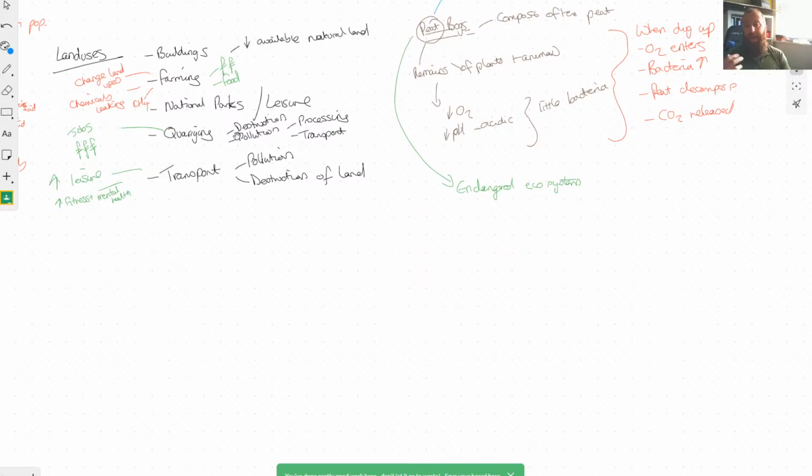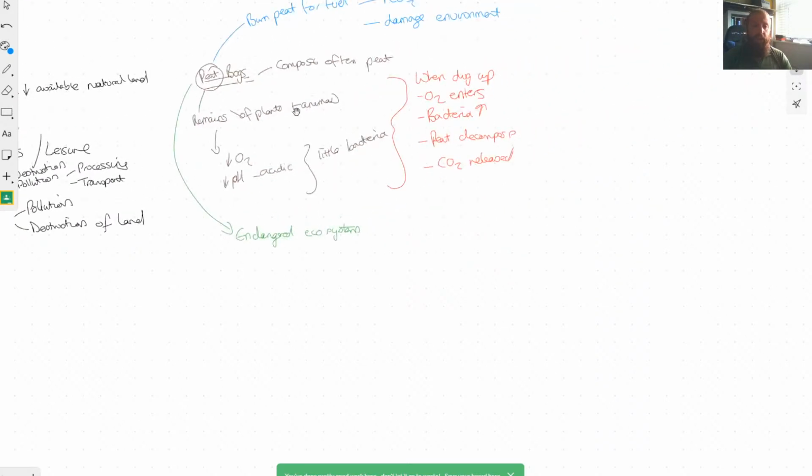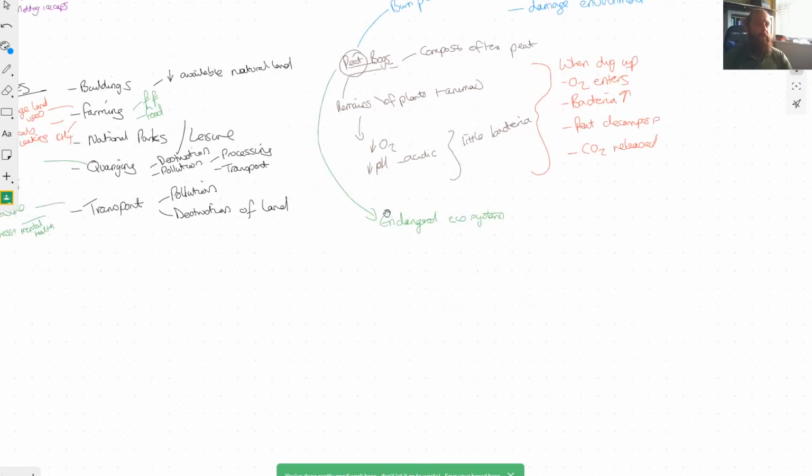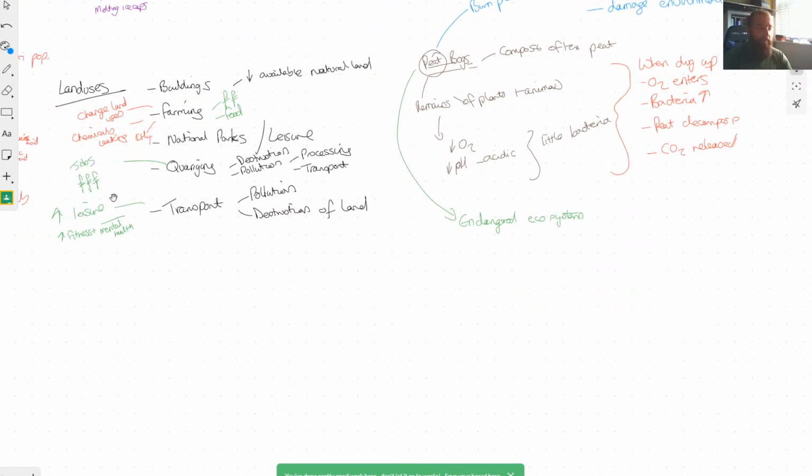We also looked at peat bogs, and we had a look at why peat bogs are good for the environment. Why should we not dig them up? Why do we dig them up, and what do we use them for? So those are about all the different things that we've looked at today.